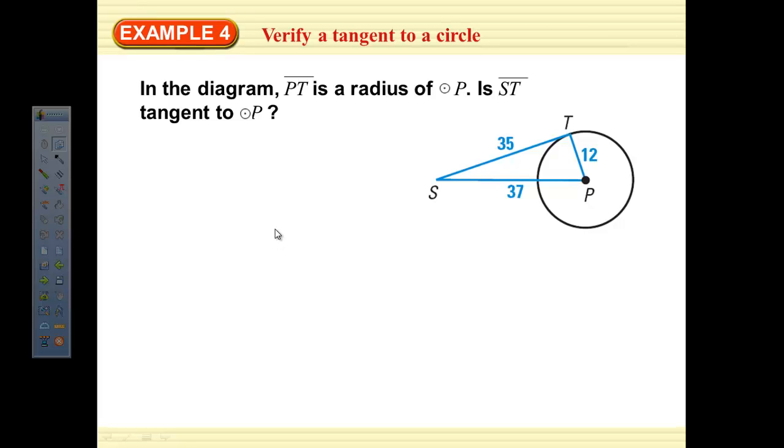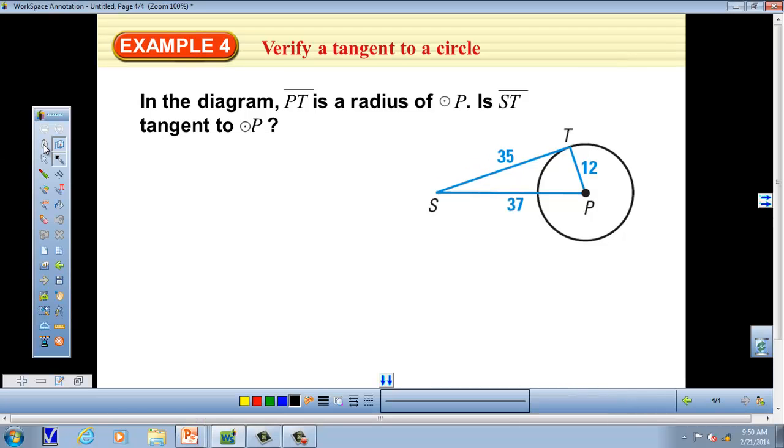Now we're looking at tangent segments and the different properties of tangent segments. One of the ideas or theorems you should have come up with in your vocab was that if we have a tangent here and we have a radius here, then this forms a right angle. So in this problem we want to prove that ST is tangent to the circle P. If it is tangent, then like I said, this forms a right angle and this is a right triangle. So really what they're asking when they say, is it tangent, is, is this a right triangle?